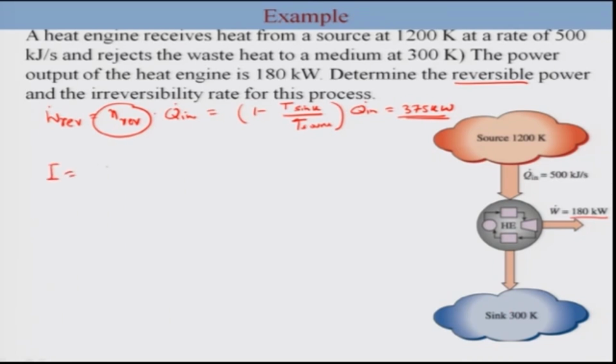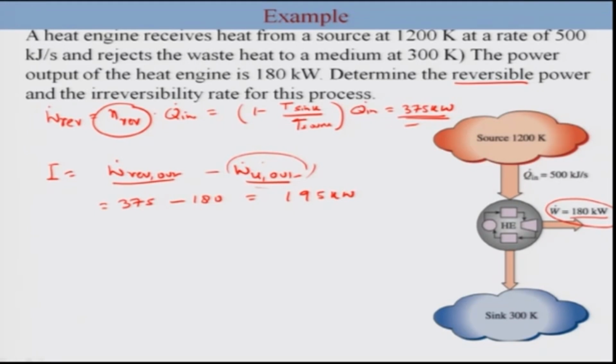So your I would be simply W reversible out minus W useful out. Okay. Now what is the reversible out? Of course, reversible out is this 375. What is useful out? That is what is for your system, and this gives you 195 kilowatt. So, this is of course not maximized, because I is not minimized. I is the irreversibility, it turns out to be 195 kilowatt. So, there is a loss of 195 kilowatt due to irreversibility.